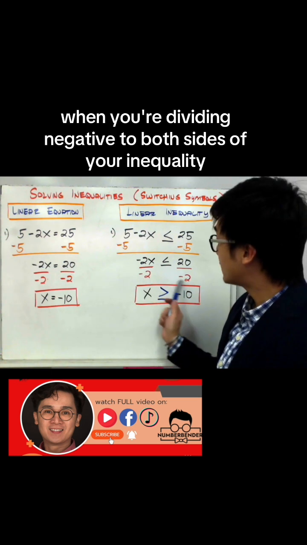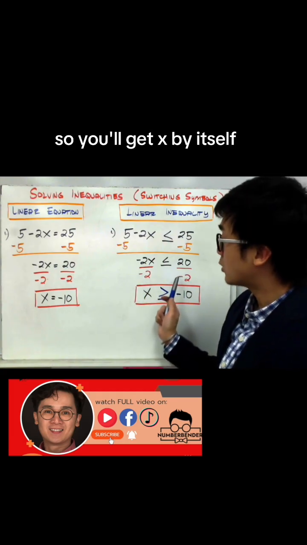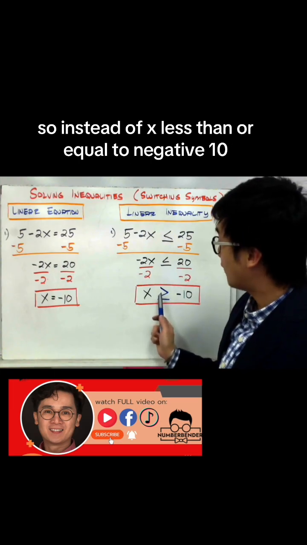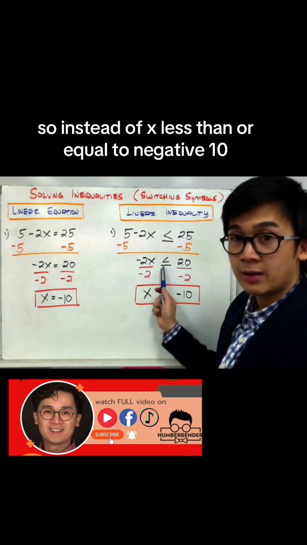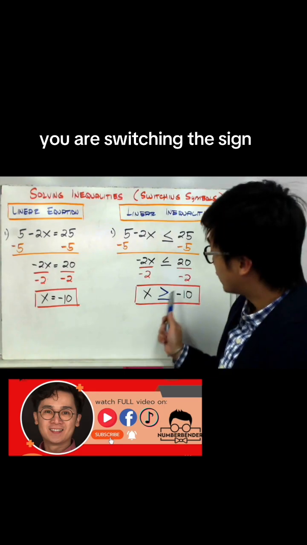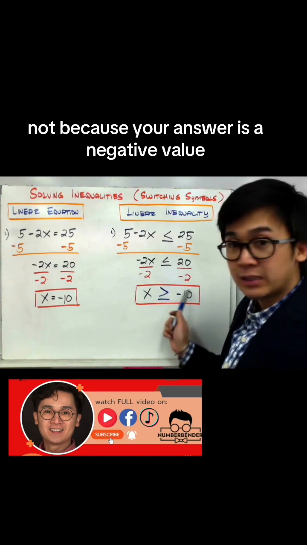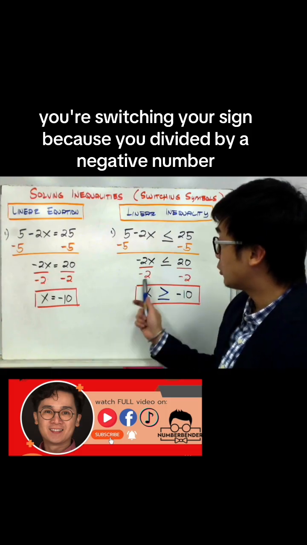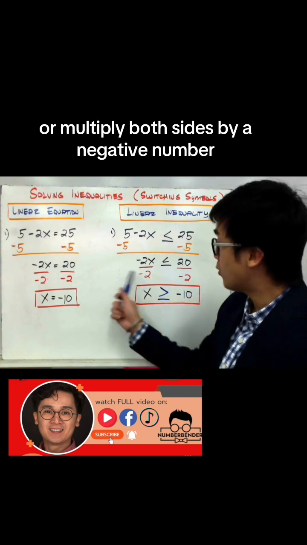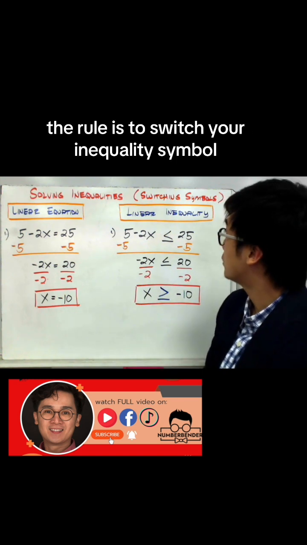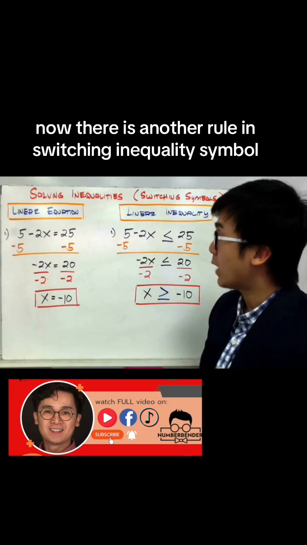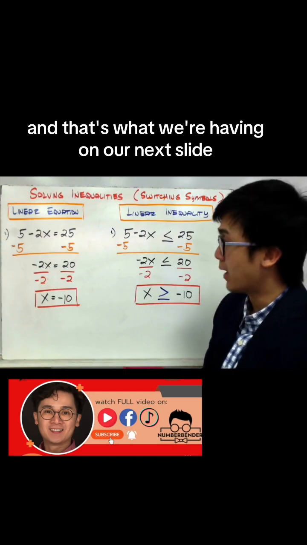When you're dividing both sides of your inequality by a negative number so you'll get x by itself, you need to switch the symbol. So instead of x less than or equal to negative 10, you'll have x greater than or equal to negative 10. Once again, you are switching the sign not because your answer is a negative value. You're switching your sign because you divided by a negative number. So every time you divide by a negative number or multiply both sides by a negative number, the rule is to switch your inequality symbol. Now, there is another rule in switching inequality symbols, and that's what we're having on our next slide.